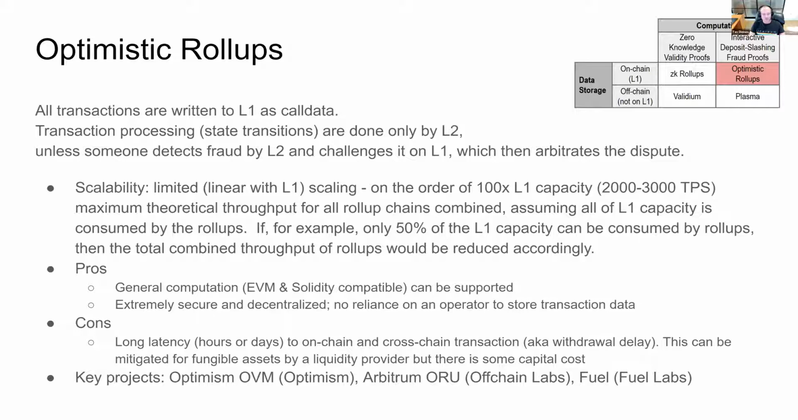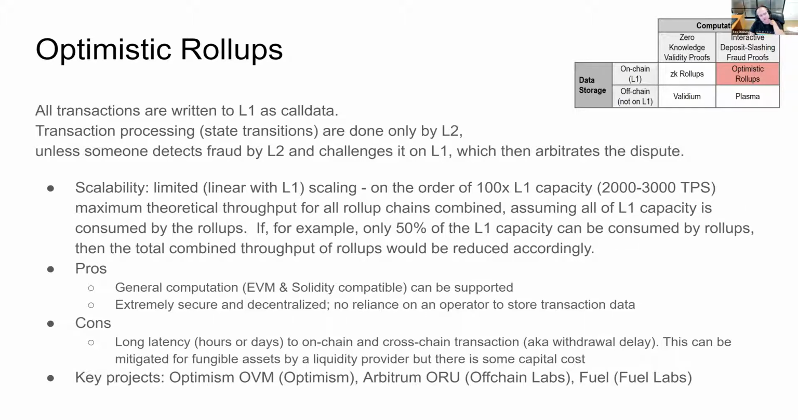But the transaction processing or the state transitions are done only by layer 2, unless someone detects fraud by layer 2 and challenges it on layer 1, which then arbitrates the dispute. So kind of like with Plasma, layer 1 is an arbitrator, or you can think of it as even a court, where in the optimistic case, and this is where the name optimistic comes from, if the computation is done correctly and nobody challenges it, then nothing has to happen on layer 1. Everything runs smoothly. If an operator is malicious or somebody tries to commit fraud and claim that some state is valid when it's in fact not, then that can be proven in the court of layer 1 and resolved there.